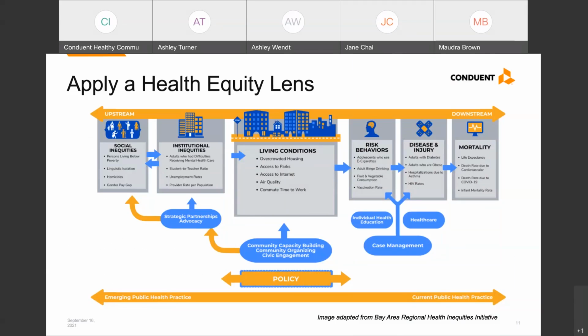In fact, we know that we need to do both, especially at a time when many communities are in immediate need of services. So as you're applying a health equity lens, it's likely that your plan will still include individual or group level services, such as healthcare or health education classes. But there's also a need to consider longer term strategies that address upstream institutional and social inequities such as racism, poverty, and disparities in education.